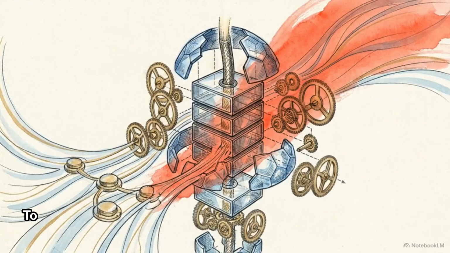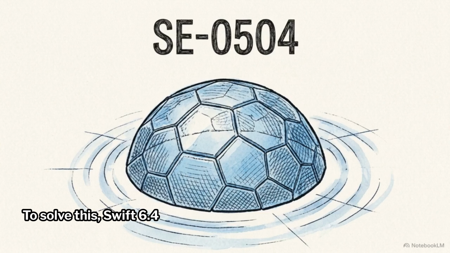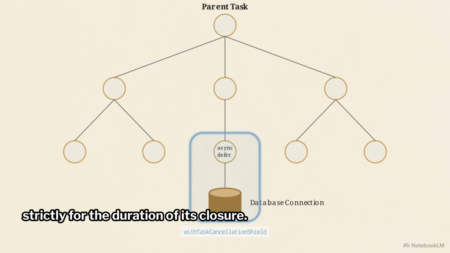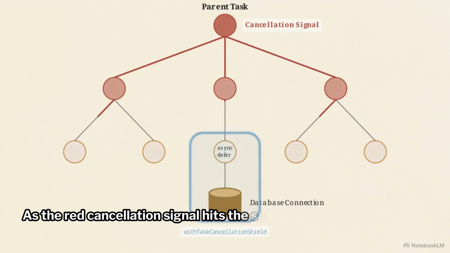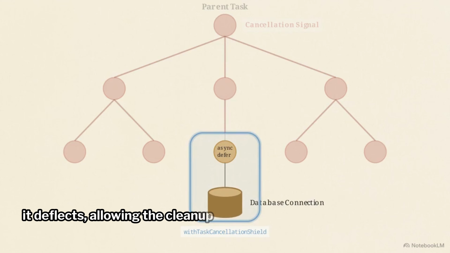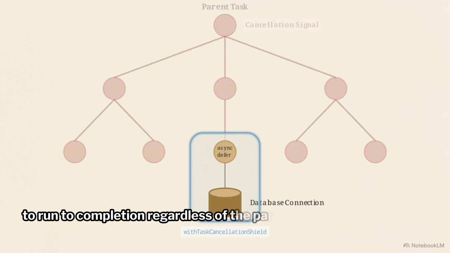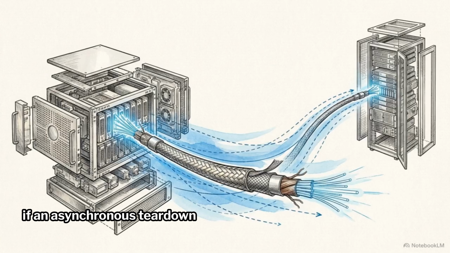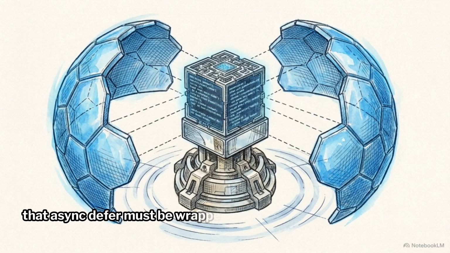To solve this, Swift 6.4 adds SE0504 task cancellation shields. A cancellation shield enforces a non-cancelled state strictly for the duration of its closure. As the red cancellation signal hits the shielded node, it deflects, allowing the cleanup code to run to completion, regardless of the parent state. The rule for system architects is clear. If an asynchronous teardown must reach an external resource to prevent a leak, that async defer must be wrapped in a cancellation shield. We have secured the cleanup, but we also need to control the trigger.